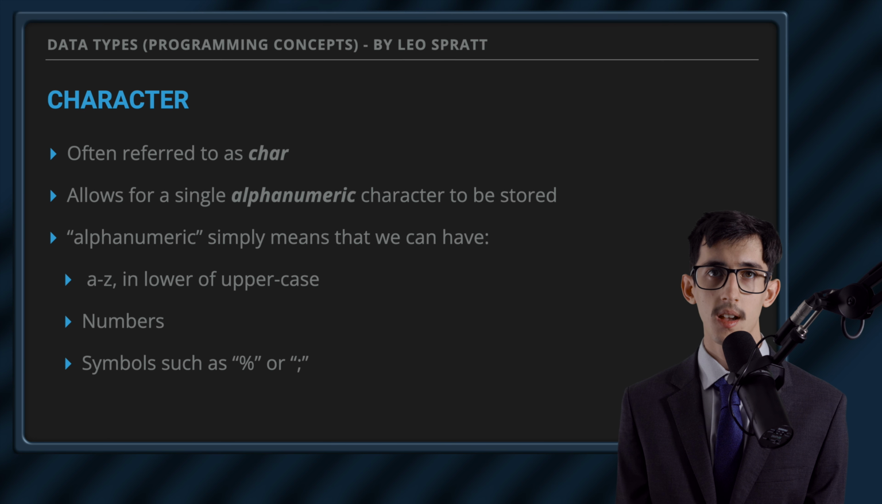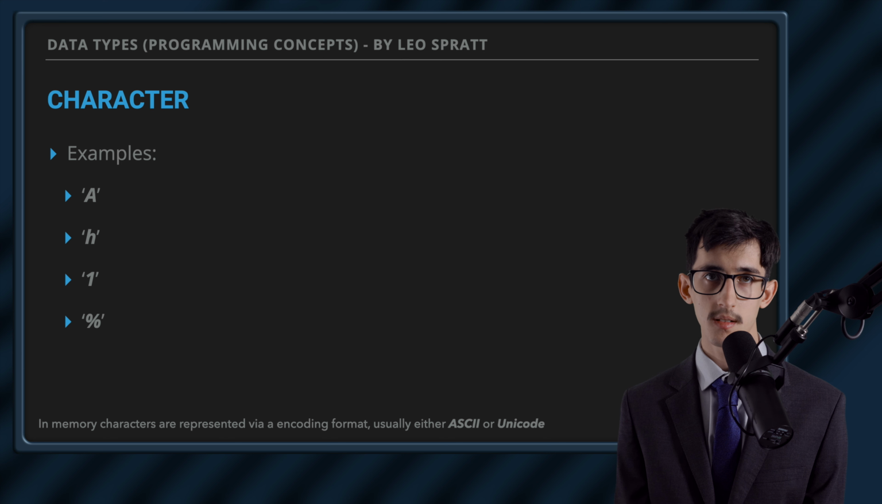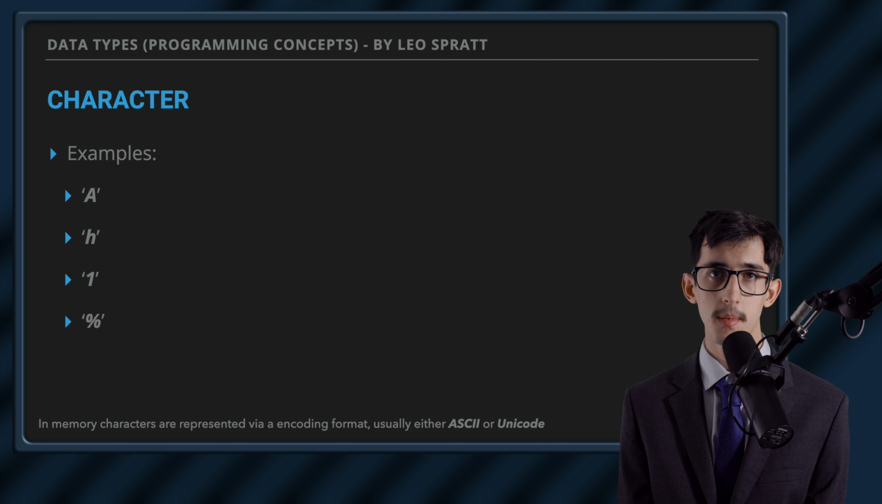Moving on from storing numbers, how can we store text? Or more specifically, characters? Text in programs is stored in the character data type, also known as char. This allows for a single alphanumeric character to be stored. Alphanumeric simply means that we have A to Z in lower and uppercase, or numbers and symbols such as percent or semicolon. Here's some examples of characters. Capital A, lowercase h, 1, %. Notice how we've wrapped each character in a single quote. In most programming languages, this is how we represent a character type in code.